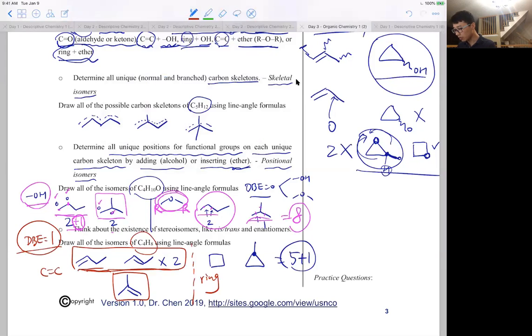I put the function group here, and then when I put it here, I know there is cis and trans, so I multiply by 2. And if the skeleton is like this, I only got 1. And if with the ring, I have the 3, remember the ring? I have the 4. And then, obviously, this is an achiral carbon. So the final result is 6.